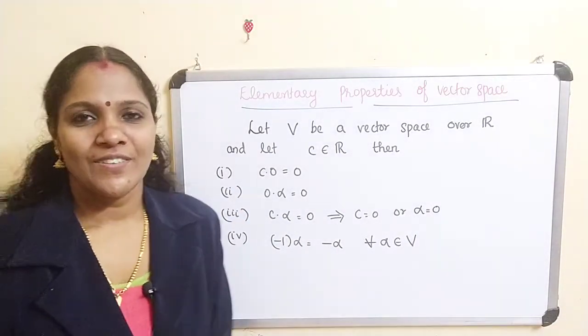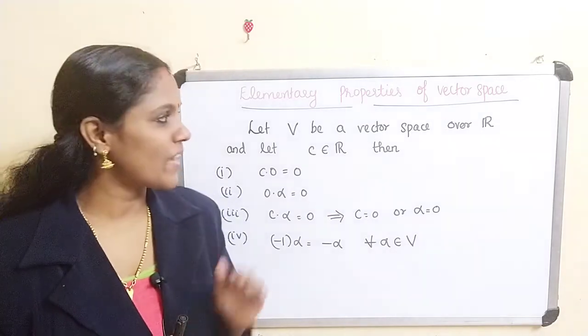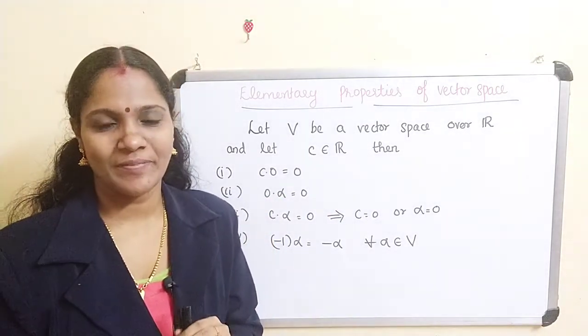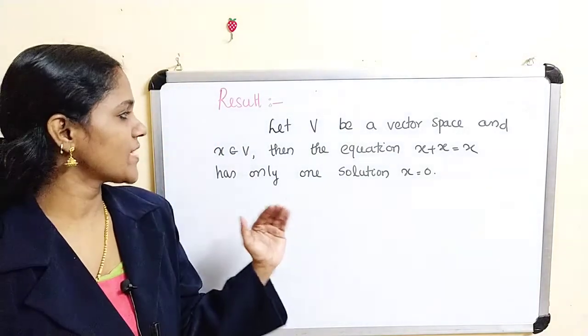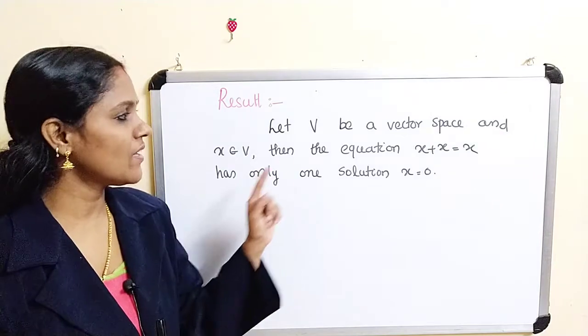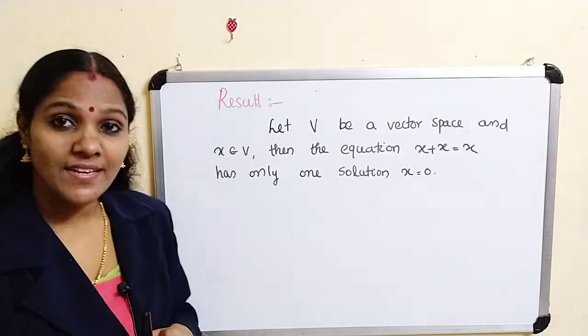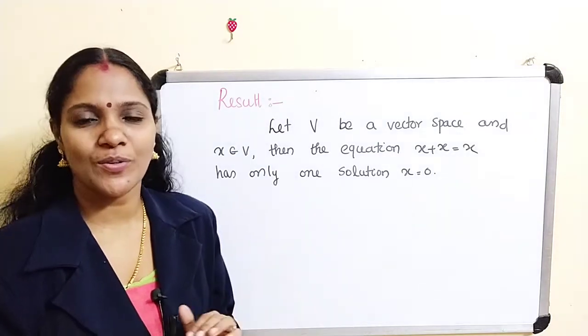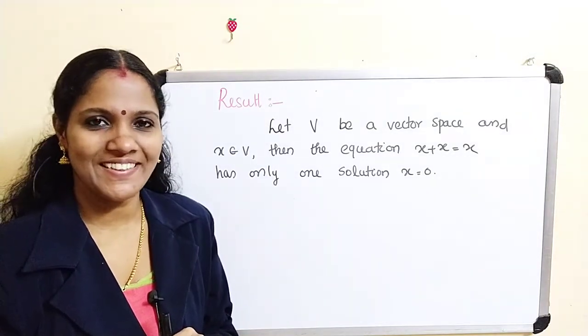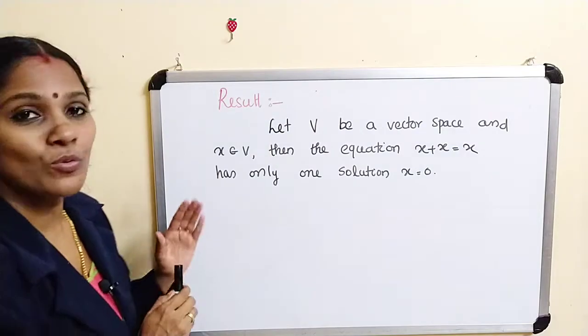So before going to the proof, we have to prove one result. Let V be a vector space and x belong to V. Then the equation x + x = x has only one solution, x = 0. Clear? So first we prove this result.